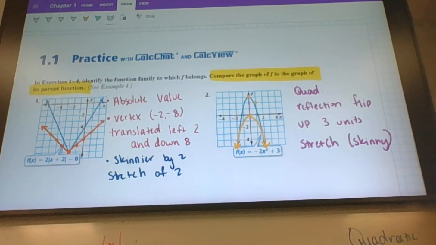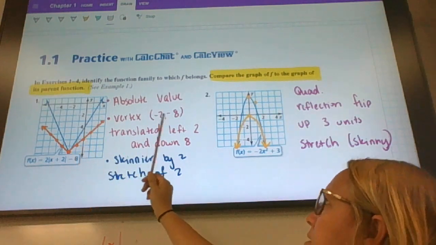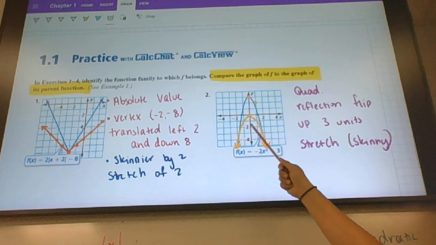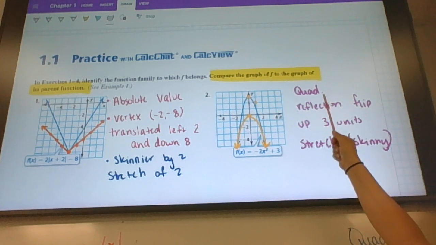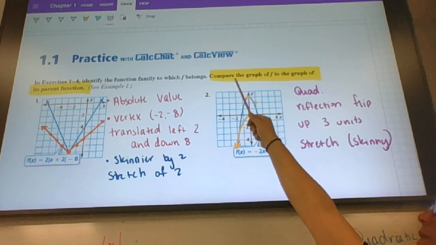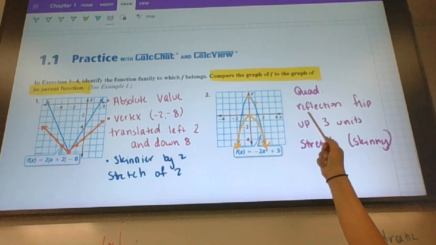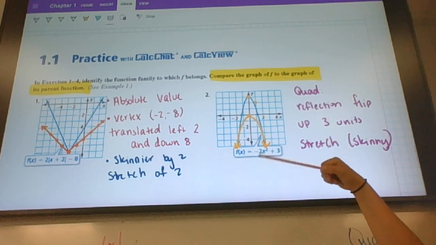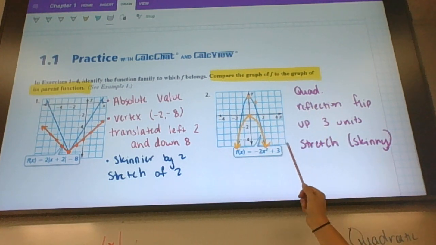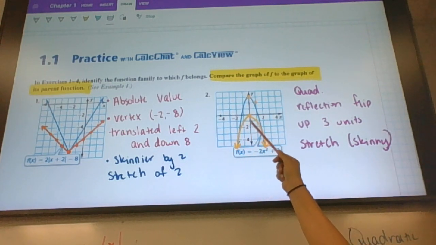All right, so number one, I think I did with you for the most part. Number two, it's a U shape. You call it quadratic. Now on the handout, the arrows point up. Anytime the quadratic is pointing down, you say there's a reflection. It's a reflection across the x-axis. It's been flipped over.